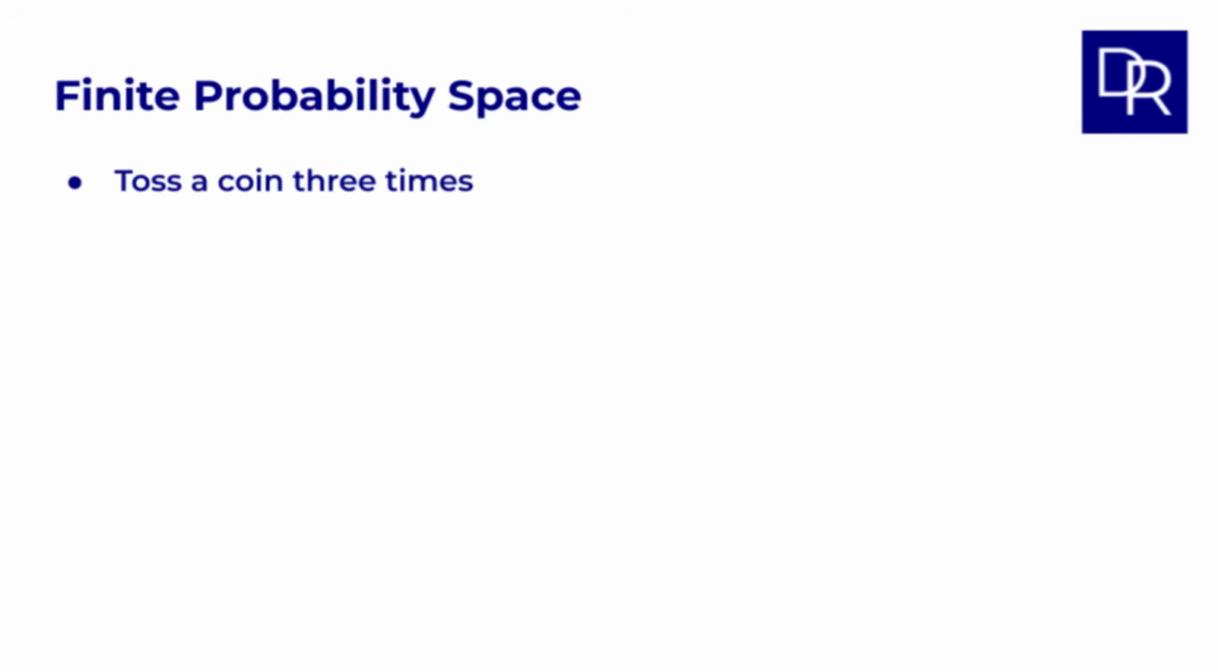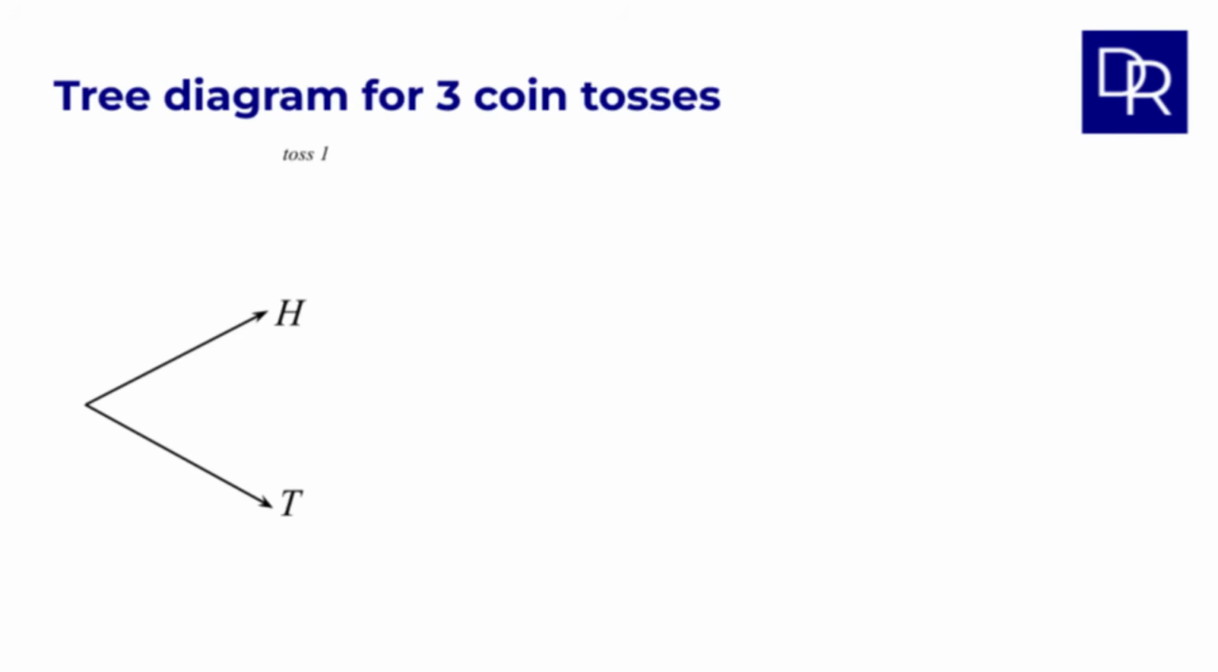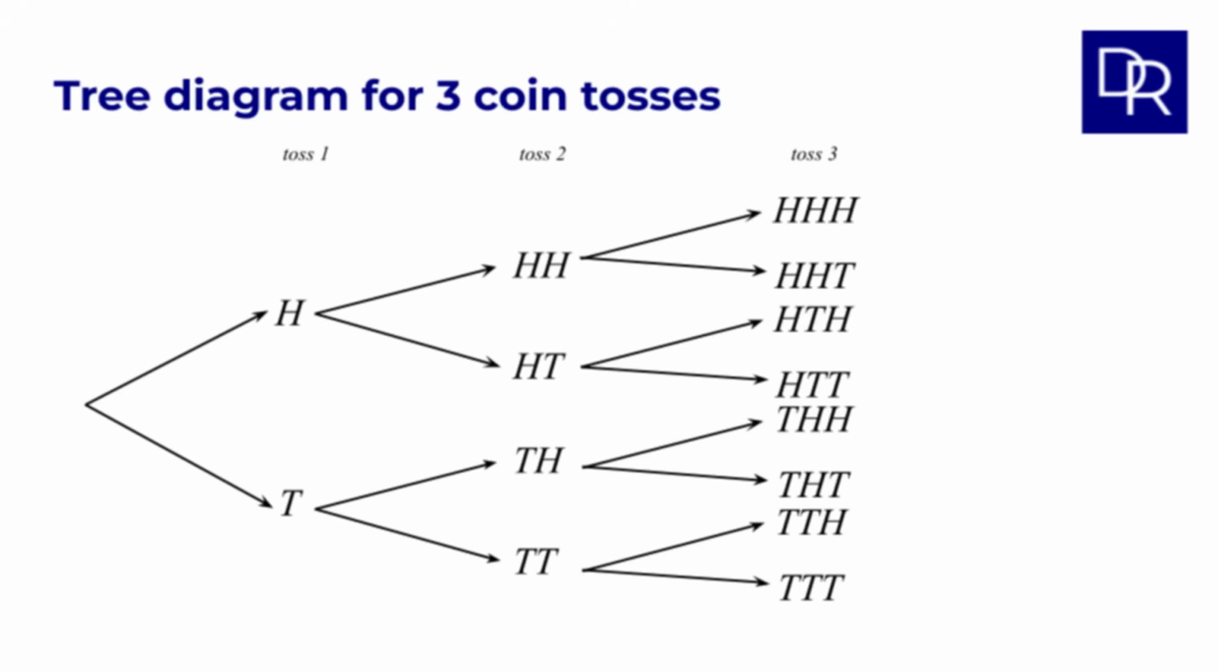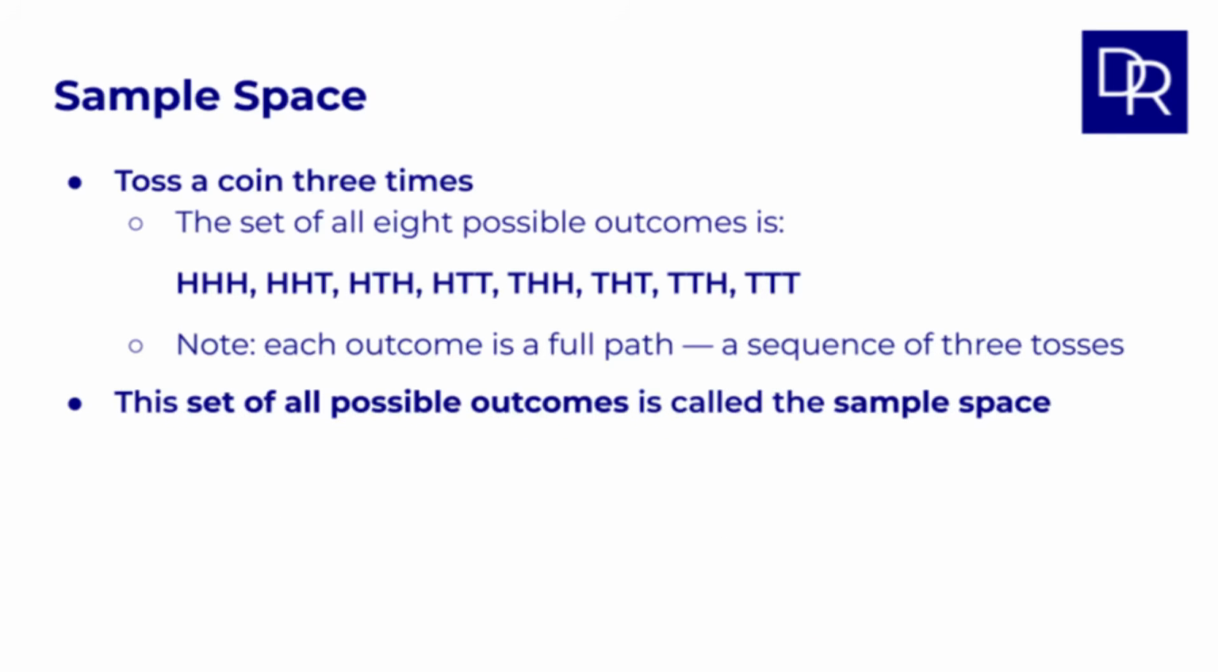Suppose we toss a coin 3 times. We can build a binomial tree for this, with the first, second and third toss. We see on the right that the set of all possible outcomes after 3 tosses is as shown here. Note that each outcome is a full path, a sequence of 3 tosses. This set of all possible outcomes is called the sample space, and we'll denote it by the Greek letter omega.